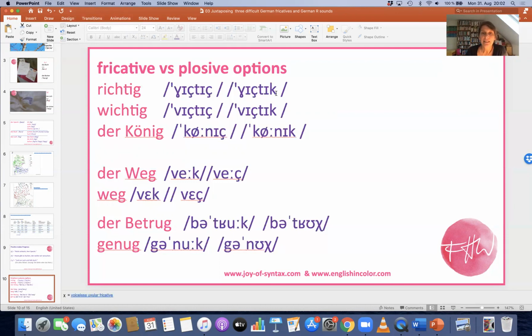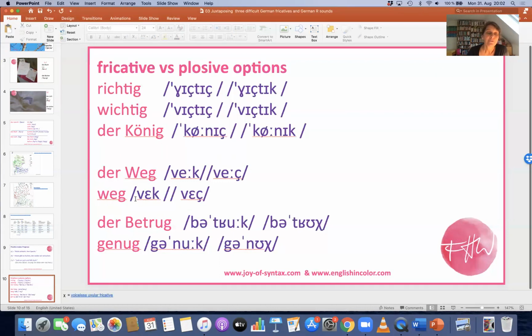Wichtig, wichtig. König, König. And then with the following words, it's the other way around. Standard German uses a voiceless plosive in final position, but there are regions in the north and in Lower Saxony, for instance, where my parents are from, where people tend to use a palatal or velar fricative instead.